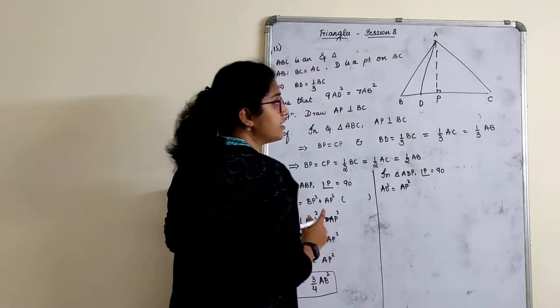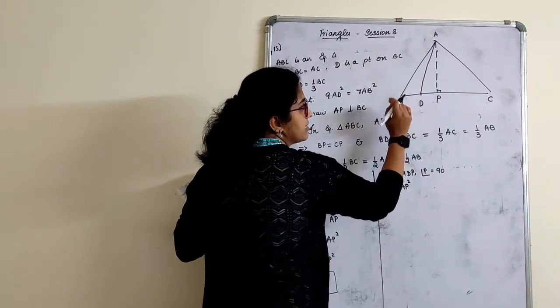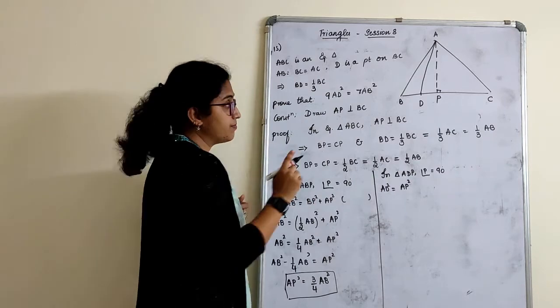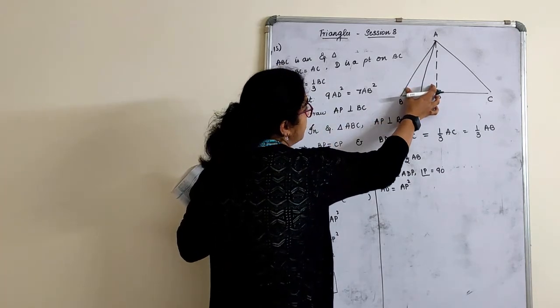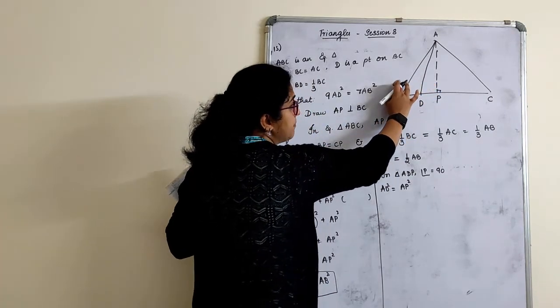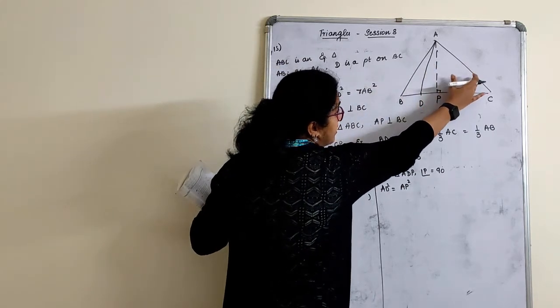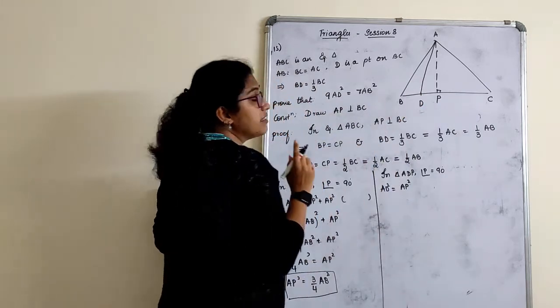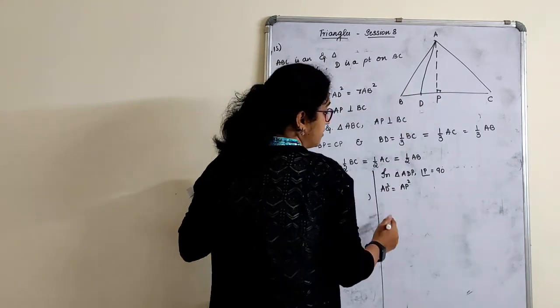Use AD square is equal to AP square. Understood, children, why I did not take this side? Because I wanted AD square in the question. See, I took this part of triangle, right? Because I wanted one side, AB square here. I did not take this side because even if I take this side, I can correlate with here. I wanted something in terms of AD, so I have taken this triangle.